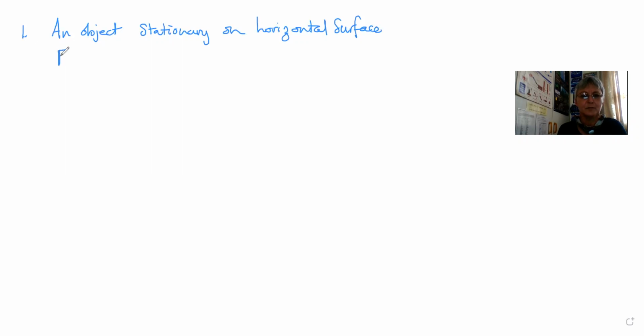This is the second video in a series, and in my first example, we are going to look at an object that is stationary on a horizontal surface, and the F applied will be acting at an angle to the horizontal.